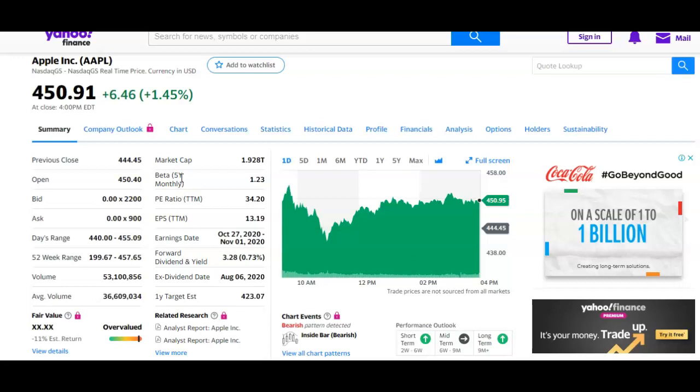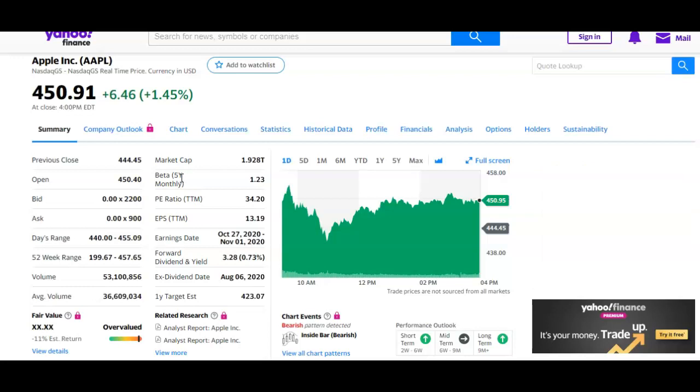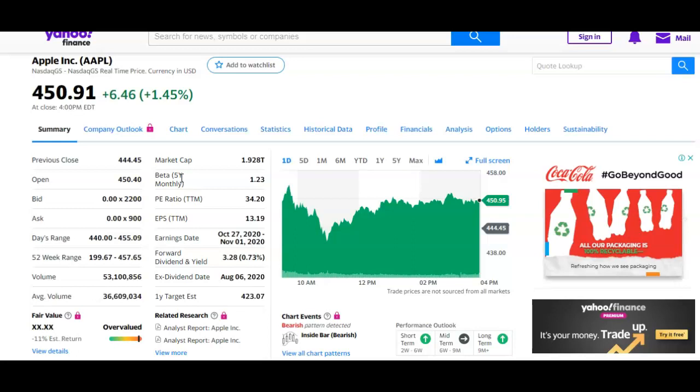So the beta. This is something a lot of people don't talk about, but the beta is basically the amount of volatility relative to the S&P 500. The S&P 500 is the benchmark for the U.S. stock market, so the beta of the S&P 500 would be 1. The fact that this beta is higher than 1 means that this stock is more volatile, and there's more interest in it.